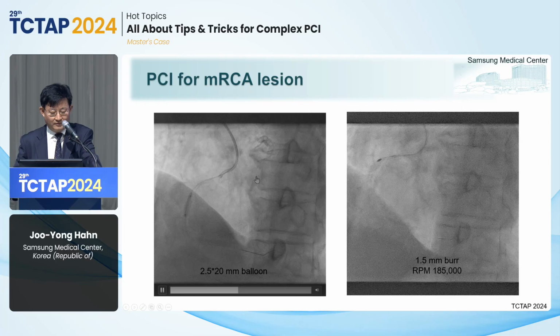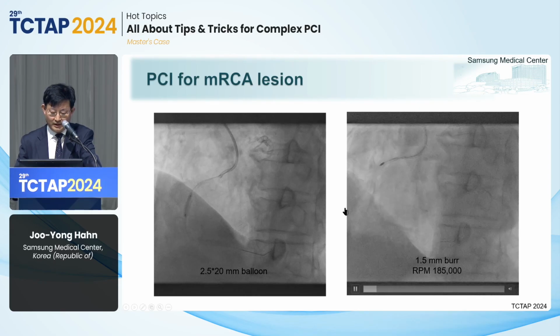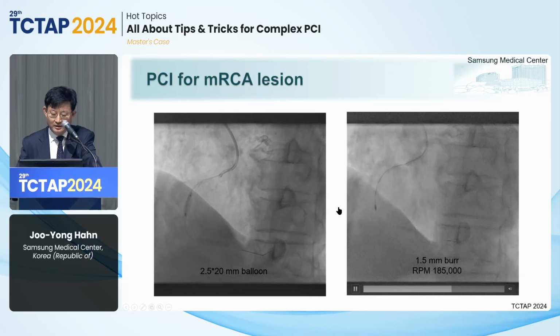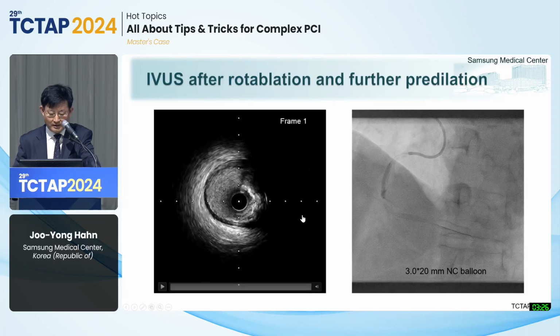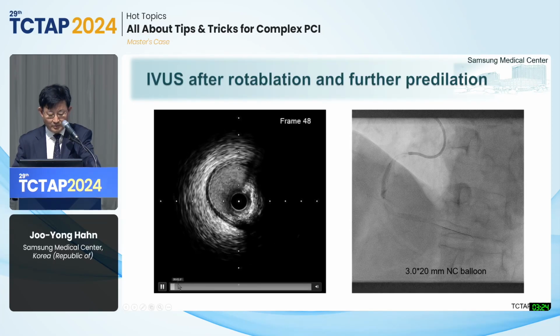I tried to fix a non-culprit lesion in the RCA. However, balloon dilation was not adequate, so I had to perform provisional rotablation using the same 1.5 millimeter burr. After that, I performed IVUS.